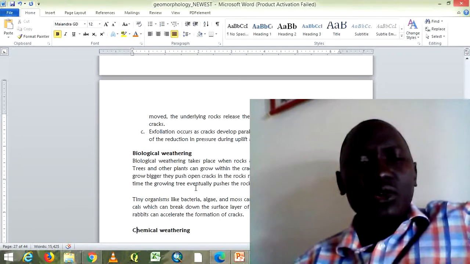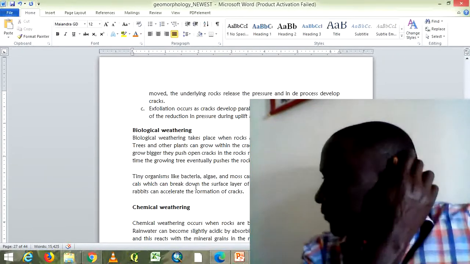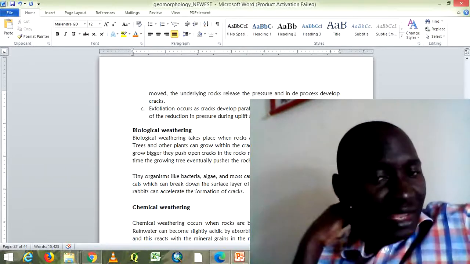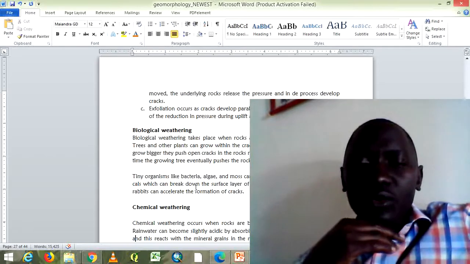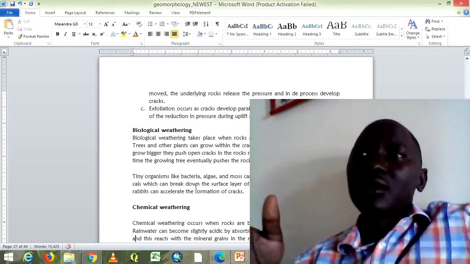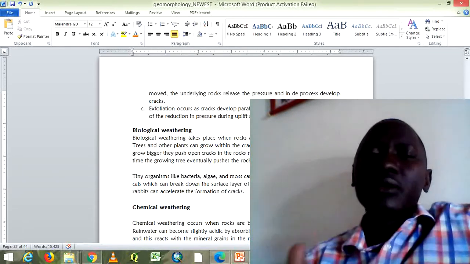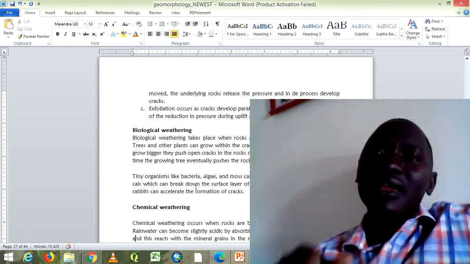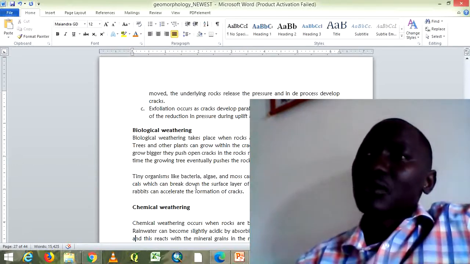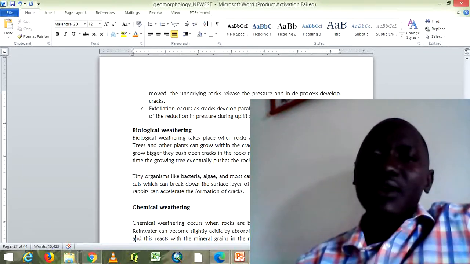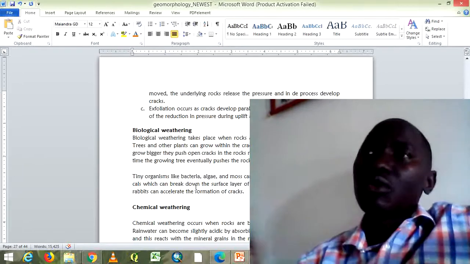And then biological, I've already talked about biology, what takes place when the rocks are worn away by living organisms, trees and other plants, which grow within the cracks. And therefore they are under biological weathering. Here we're looking at plant root action. When the plants grow within these cracks, their roots tend to penetrate through those cracks further. As the crack opens up, the root enters further, and eventually you find that the whole rock disintegrates.